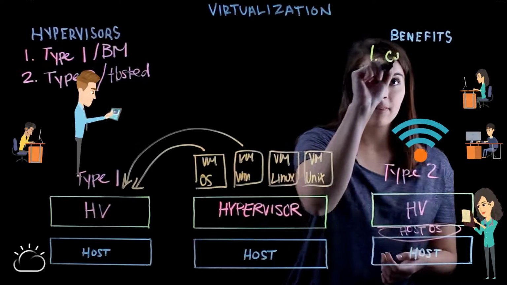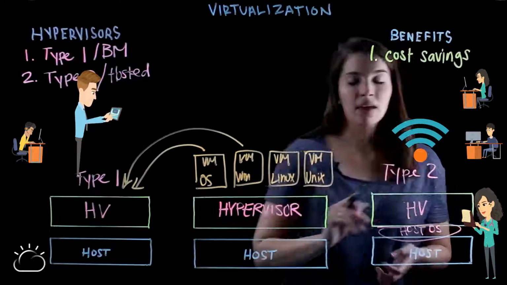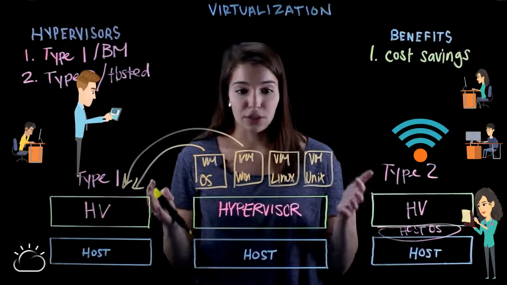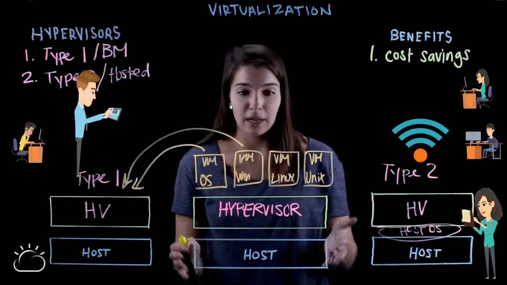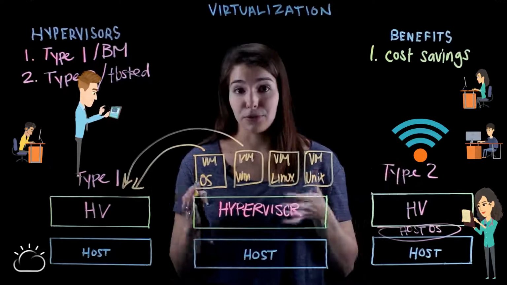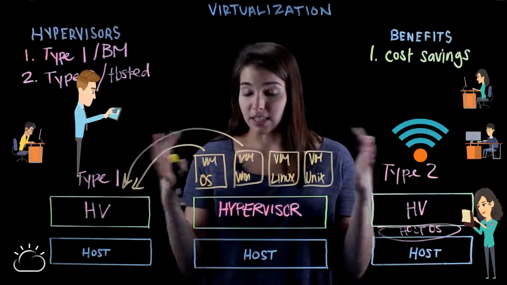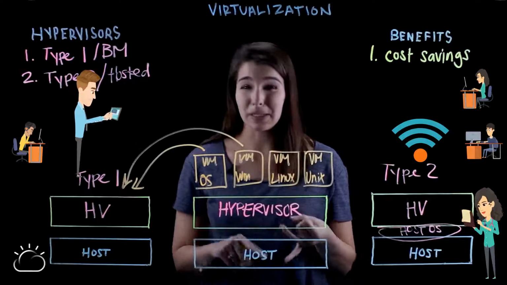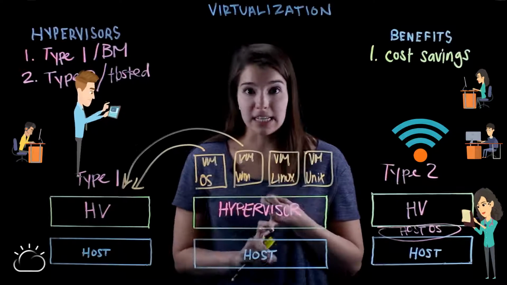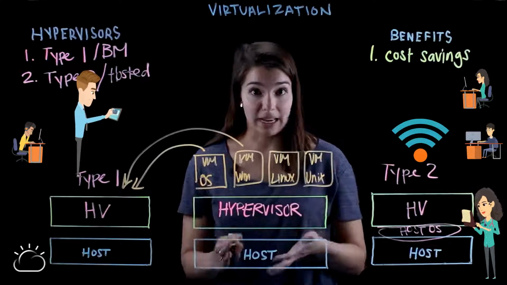One, cost savings. When you think about the fact that you can run multiple virtual environments from one piece of infrastructure, it means that you can drastically reduce your physical infrastructure footprint. This is consolidation at its core, and the fact that you don't have to maintain nearly as many servers, run as much electricity, or spend as much on maintenance means that you save on your bottom line at the end of the day.